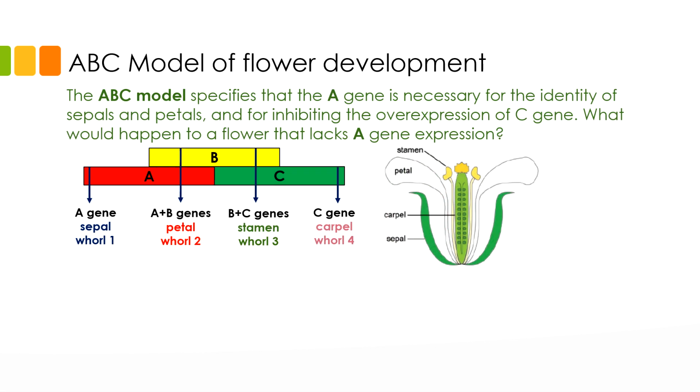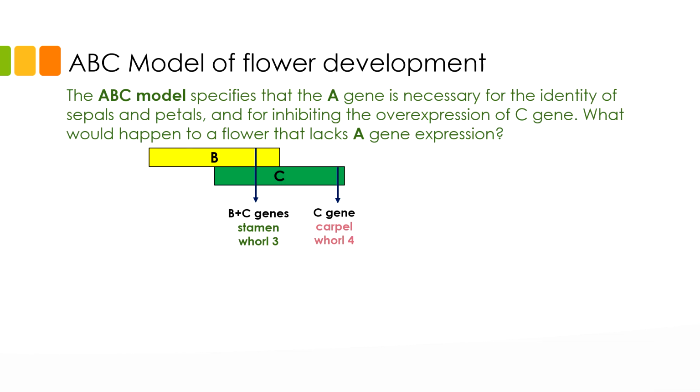What if the flower loses the expression of the A gene? The ABC model specifies that the A gene is necessary for the identity of sepals and petals and for inhibiting the overexpression of C gene. What would happen to a flower that lacks A gene expression?